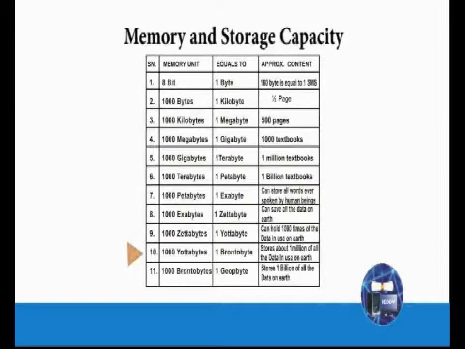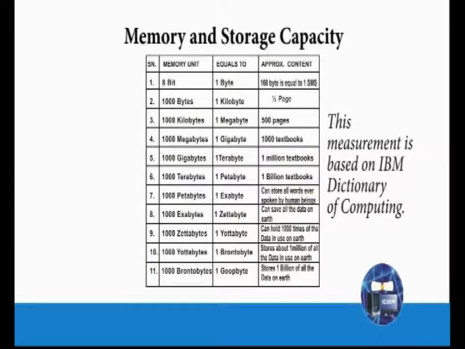1000 yottabyte is equal to 1 brontobyte and can store about 1 million of current data on Earth. 1000 brontobyte is equal to geobyte and stores about 1 billion of all the data on Earth. This measurement is based on IBM Dictionary of Computing.